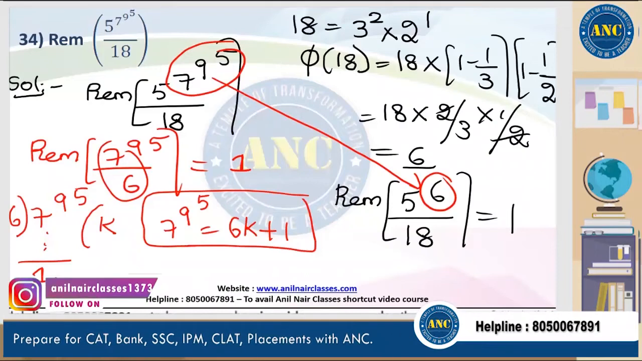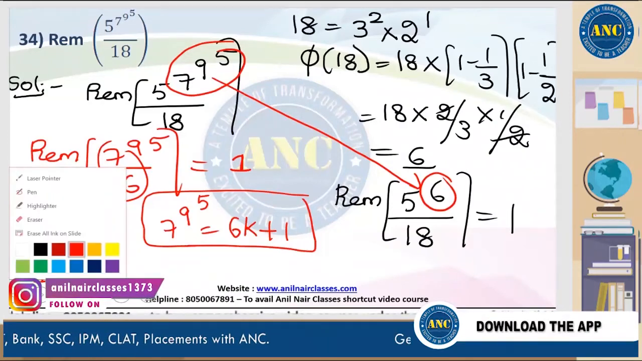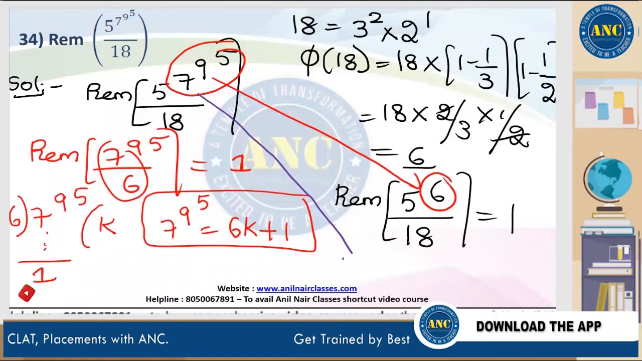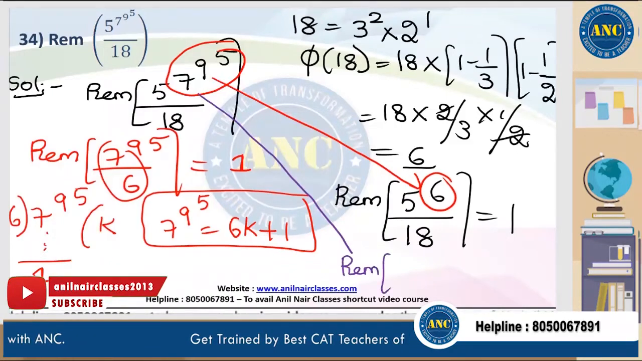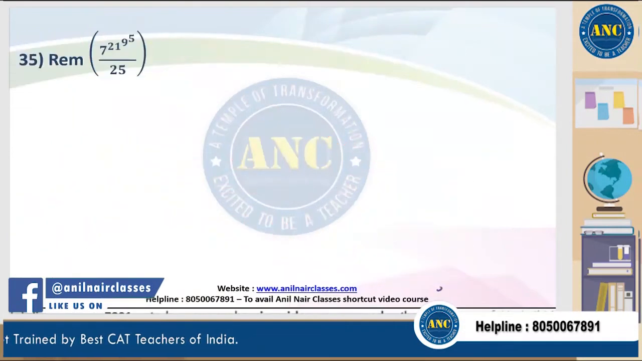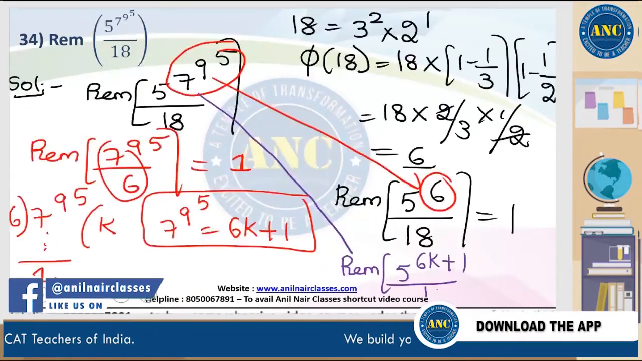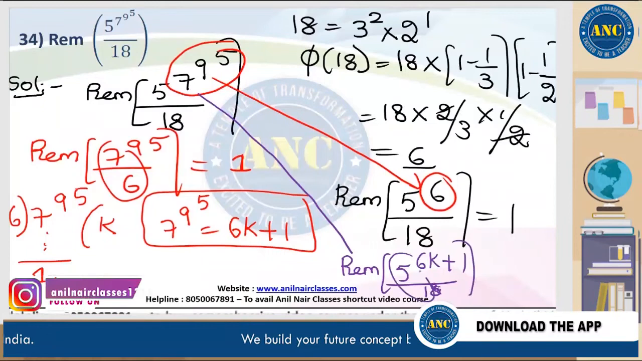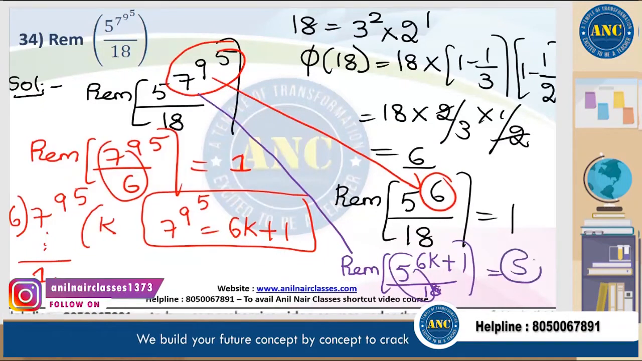So this question will move to 5 power 6k plus 1 divided by 18. So now the answer is clear. 5 divided by 18 is 5.